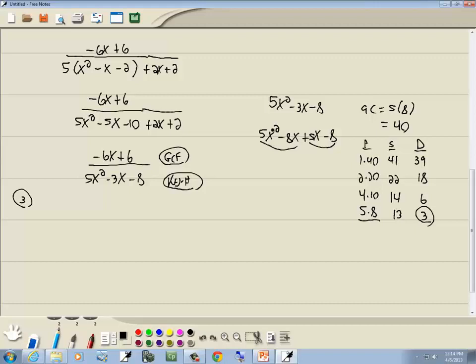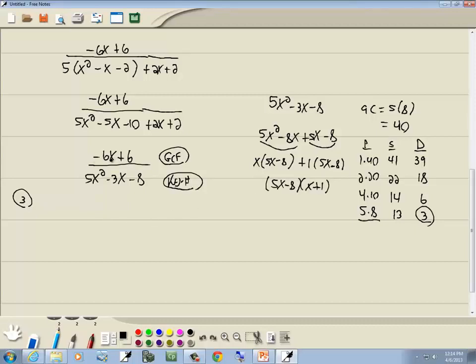Now factor by grouping. The first group has an x in common, and that gives us 5x minus 8. Second group has nothing in common, so we'll factor out a 1, and that gives us 5x minus 8. Factoring 1 out actually doesn't change anything, but you always have to factor something out. So they both have a 5x minus 8, so I factor that out, and that leaves me x plus 1.